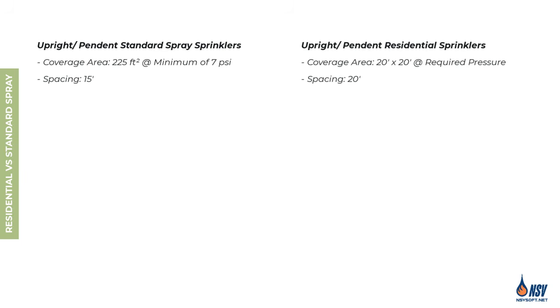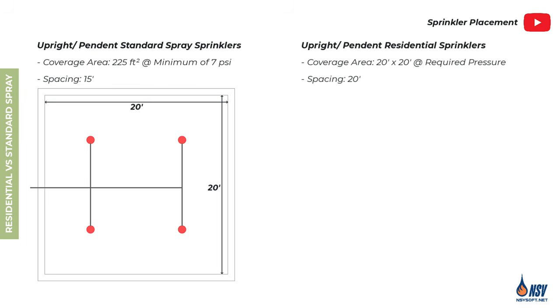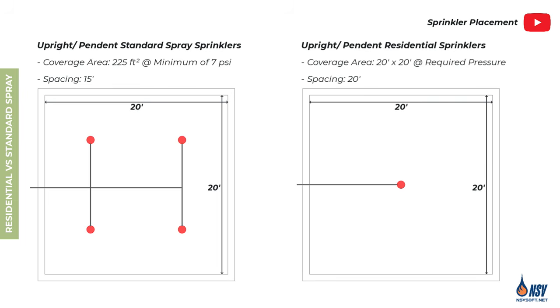As we've seen in this section, residential sprinklers can cover a larger area than standard spray sprinklers. Therefore, using them can reduce the number of sprinklers and the amount of piping required. For example, in a 20 by 20 foot residential room that would require 4 standard spray sprinklers, only 1 residential sprinkler may be needed, provided that the required pressure is available. In the next section, we will see how residential sprinklers can also reduce the required flow and pressure of the system.